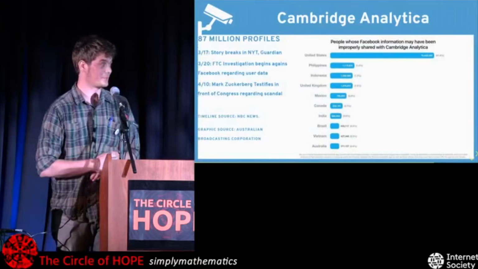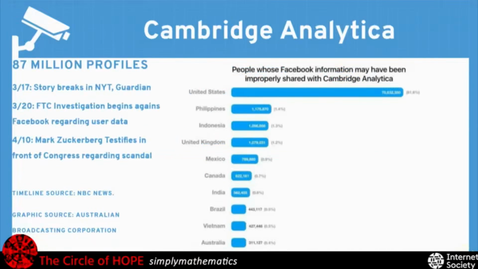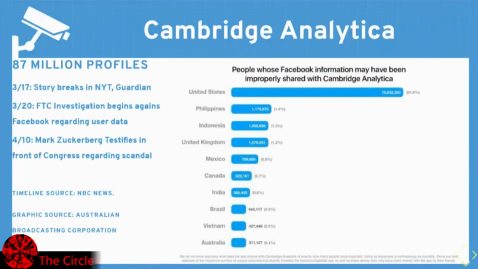You guys are familiar with this Cambridge Analytica leak, where 270,000 people were able to expose the data of 87 million of their friends in a variety of countries all around the world, mostly the United States.